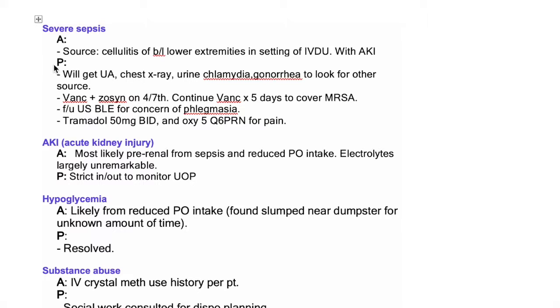Now in terms of plan, I wrote what we will do. So we will get a urinalysis, a chest x-ray, and a urine chlamydia gonorrhea to look for other sources. In this case, I couldn't get a reliable history, so I was fishing for other sources. Now, if this patient were able to give me a nice clear history of exactly what happened, you know the source is cellulitis, and you don't need to check for all of these other things.